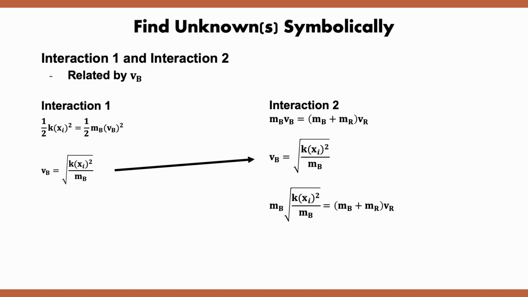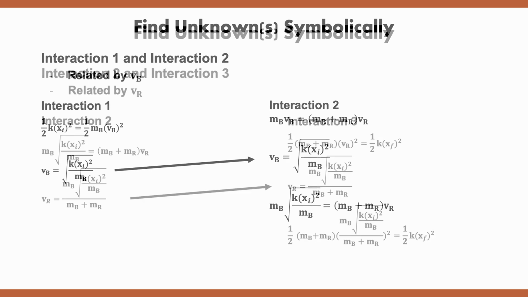Between interaction 1 and interaction 2, we see that they share the common variable of vb, which is the velocity of the blue box. The final velocity of the blue box in the first interaction is the initial velocity of the blue box in the second interaction. Therefore, we can solve for vb for the first interaction and plug that into the second interaction, giving us the equation on the bottom right corner.